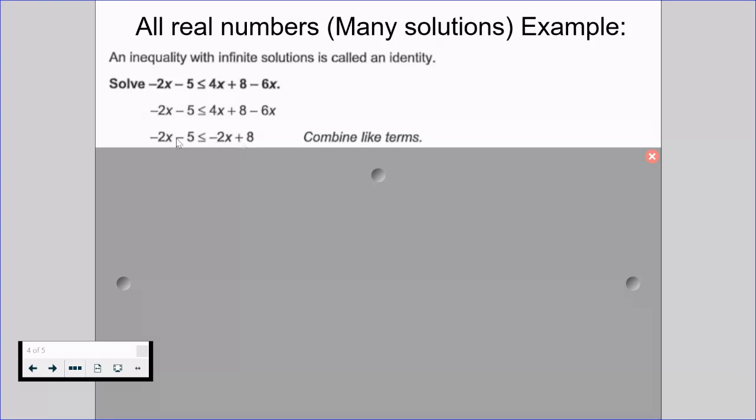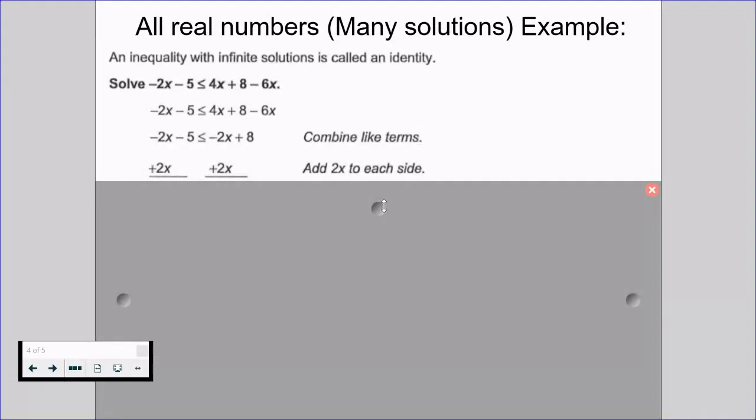You might notice something here. We can't simplify anything on the left. We can't simplify anything on the right anymore. But we do have the same term with the variable on both sides. We have negative 2x and negative 2x. That's on both sides of our inequality sign. But we can't make a statement just yet. So we're going to want to move our variables to one side and see what happens.